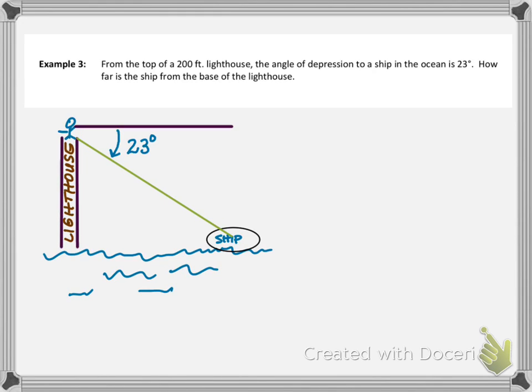Now, they also told us that it was 200 feet tall. So let's also put that. So here you have this image again pop out. And you notice there's our 90-degree right triangle. And they're telling us to find the distance the ship is from the base of the lighthouse.